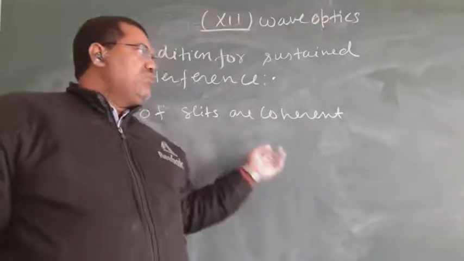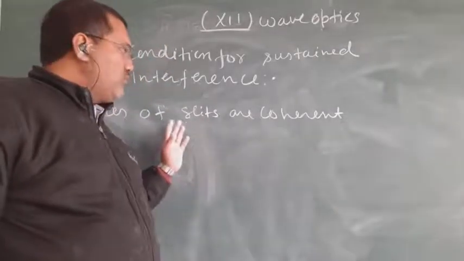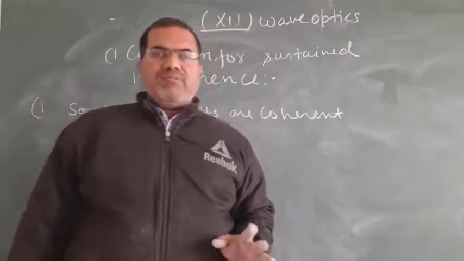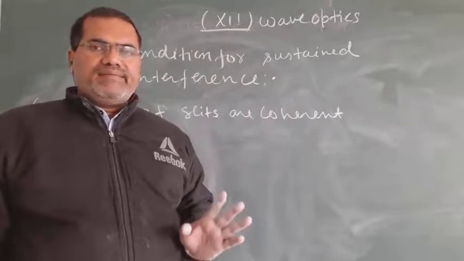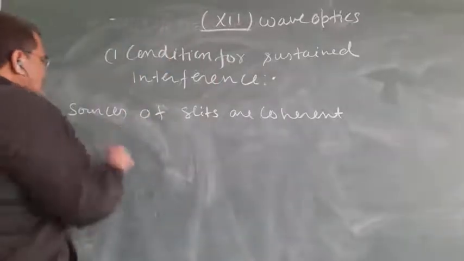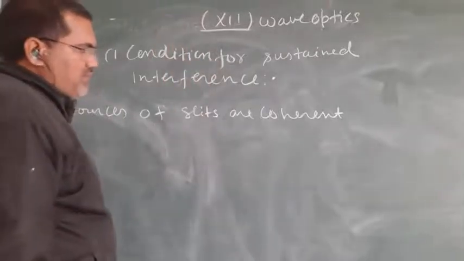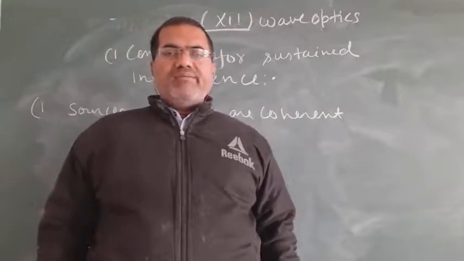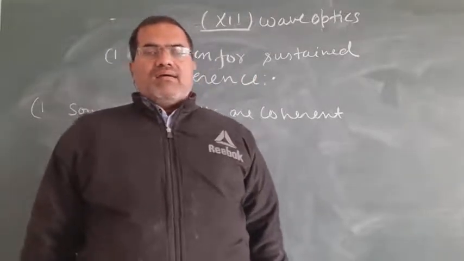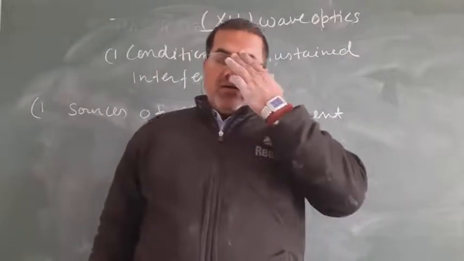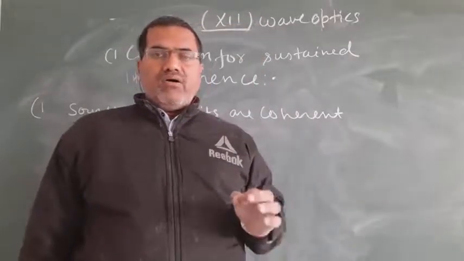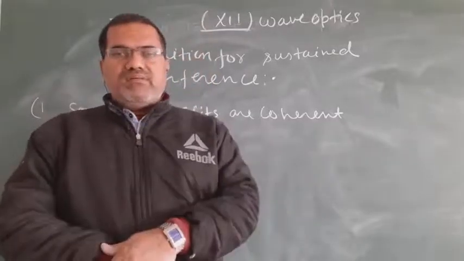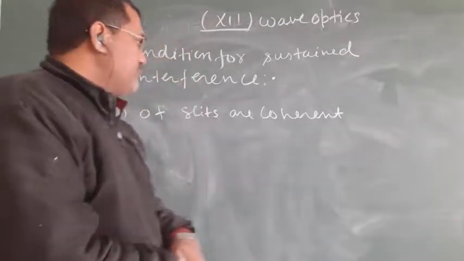I have already told you what coherent sources are. The sources which originate waves having the same phase constant. So sources or slits are coherent, and coherent sources means the sources which produce waves which are in the same phase, or the phase difference is constant, for the two waves which are interfering. Clear?